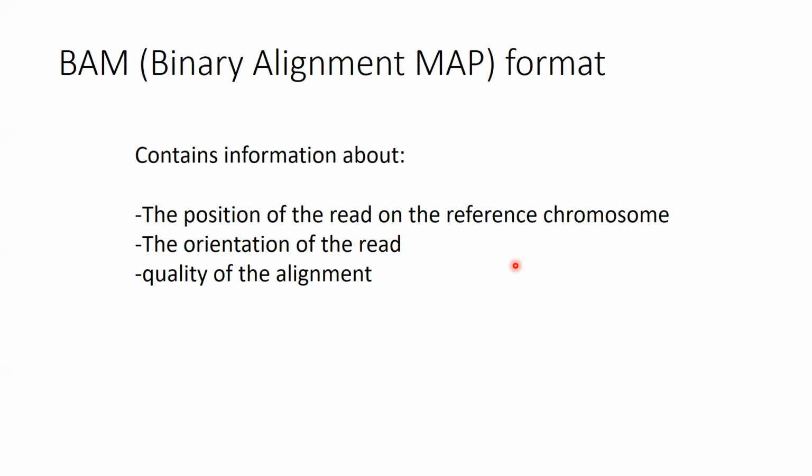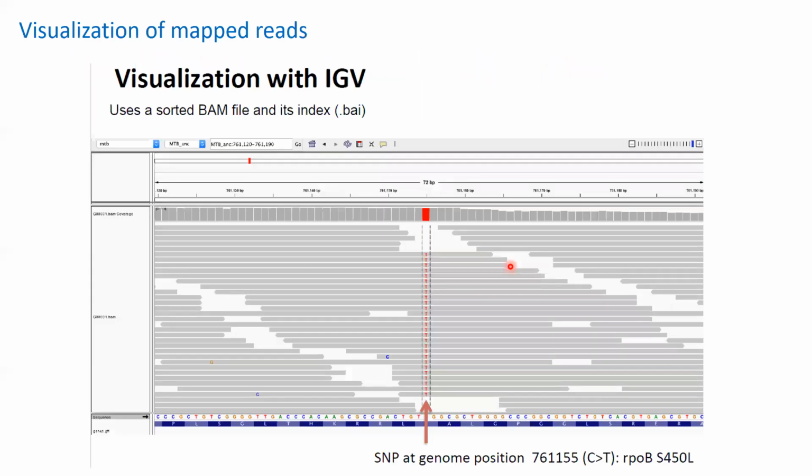That file contains information about, for instance, the position of the read on the reference chromosome, the orientation of the read, whether it's forward or reverse, or the quality of the alignment. Here, I'm showing you a graphical representation of a BAM file. I have opened this BAM file with a genome viewer, a small program that allows you to visualize read alignments. This one is called IGV.